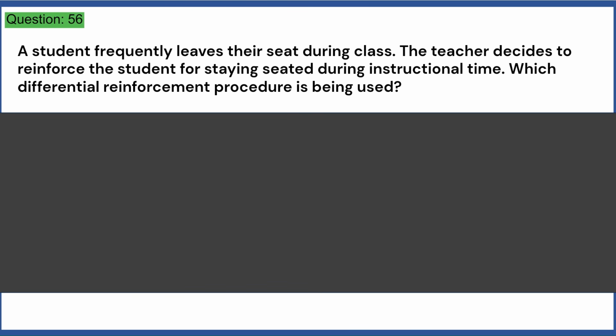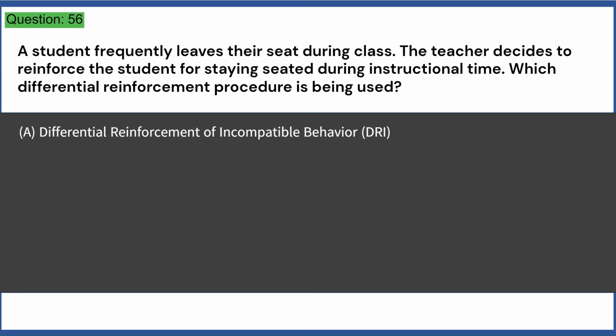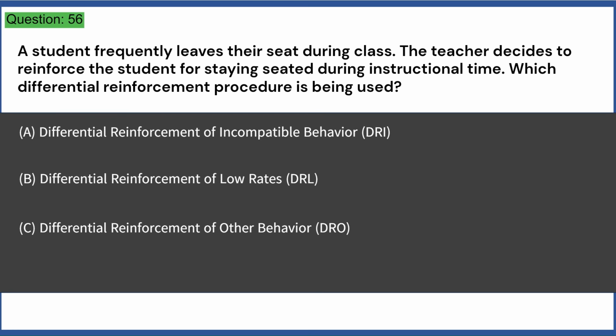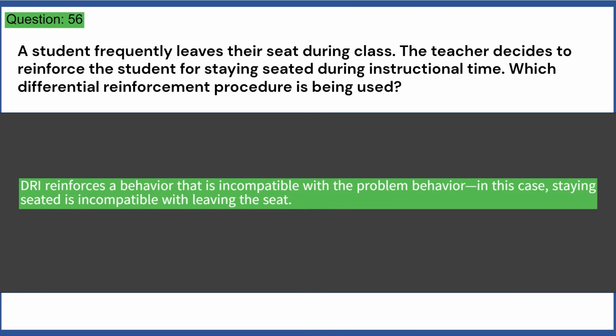A student frequently leaves their seat during class. The teacher decides to reinforce the student for staying seated during instructional time. Which differential reinforcement procedure is being used? A. Differential reinforcement of incompatible behavior, DRI. B. Differential reinforcement of low rates, DRL. C. Differential reinforcement of other behavior, DRO. D. Differential reinforcement of high rates, DRH. Answer A. DRI reinforces a behavior that is incompatible with the problem behavior. In this case, staying seated is incompatible with leaving the seat.